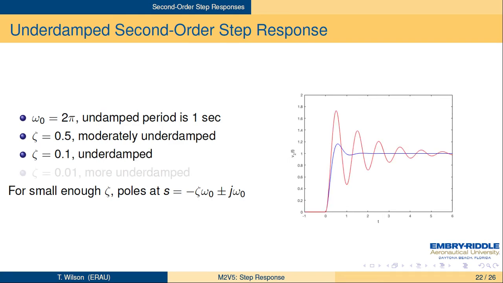The case where zeta is 0.1 is substantially underdamped, and you actually see now the decaying oscillations. You see that the rate of oscillation is about 1 second, so it's very close to the undamped rate. And you see that it decays pretty close to zero.